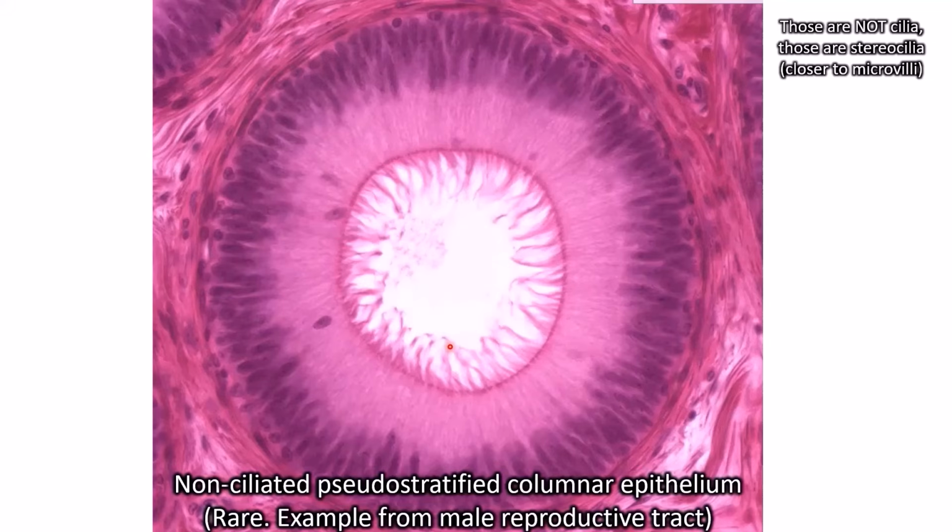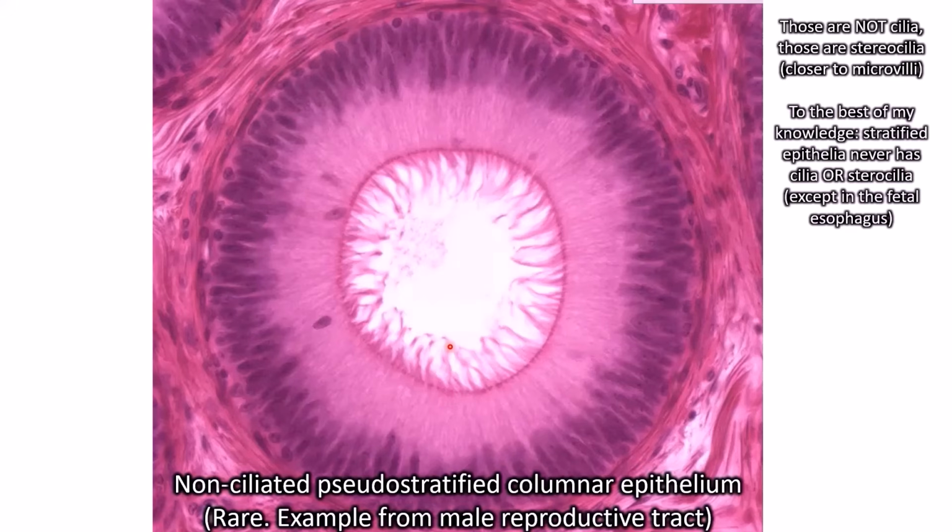But you should know that this is pseudostratified because, as far as I understand, stratified epithelium never has cilia or stereocilia. Of course, there always has to be one weird example. You do see that in the fetal esophagus. No one's showing you a fetal esophagus, I don't think, so don't worry about it. Also, once again, to the best of my knowledge, the pseudostratified always has either cilia or stereocilia. So when you see those projections and you see multiple rows of nuclei, you're going to guess pseudostratified.